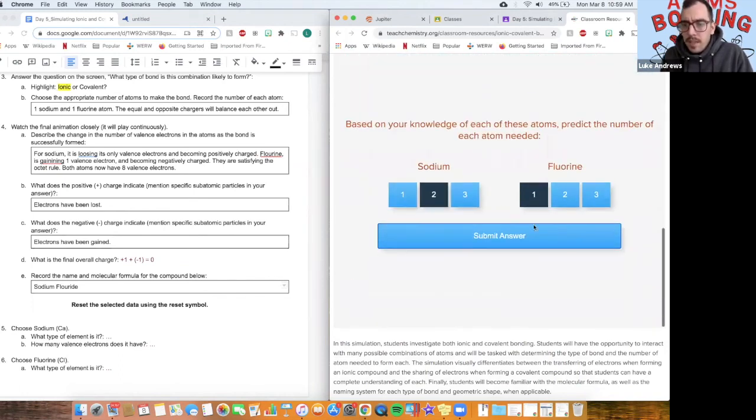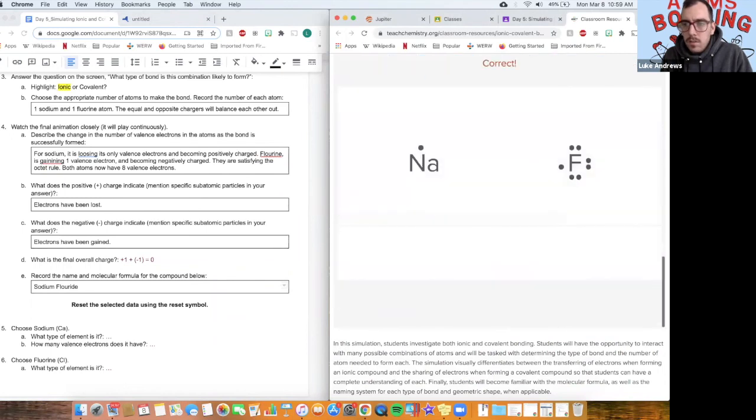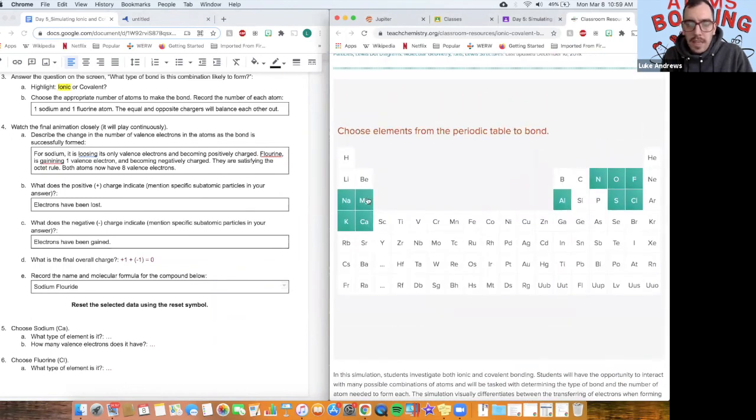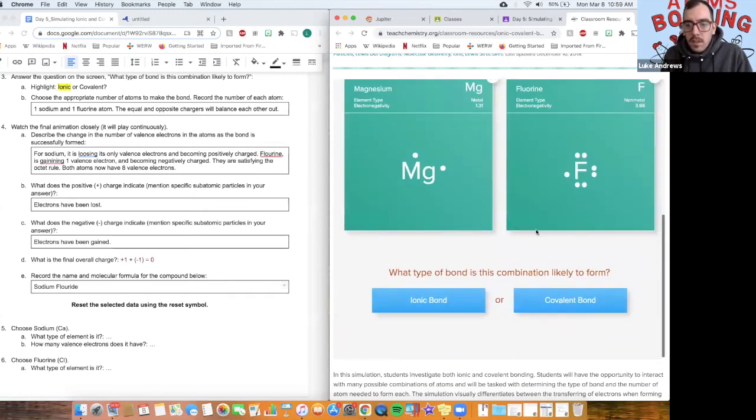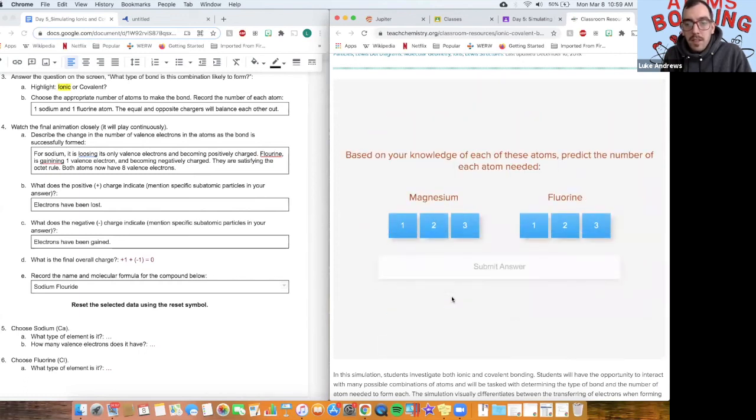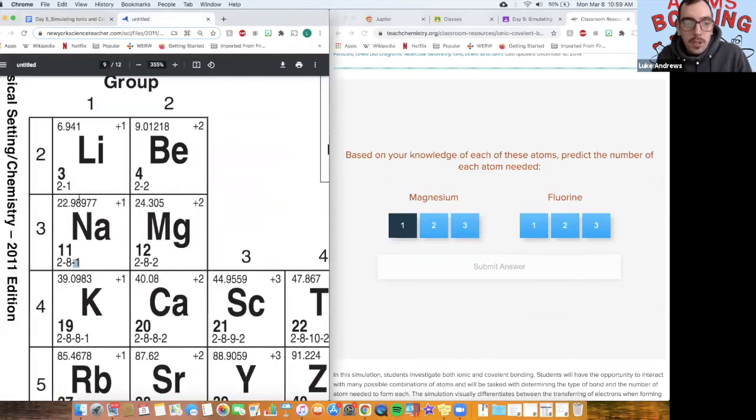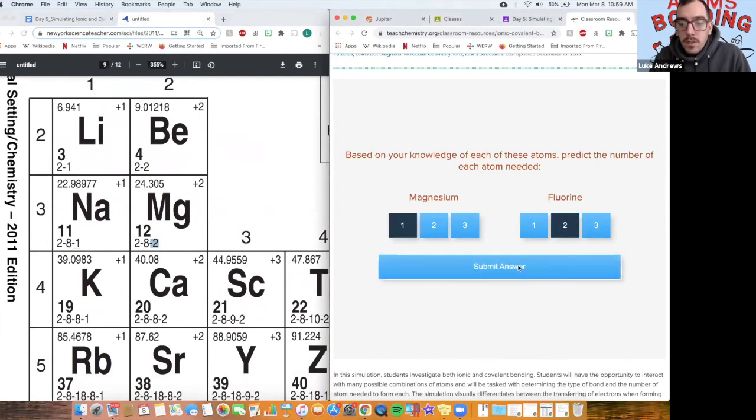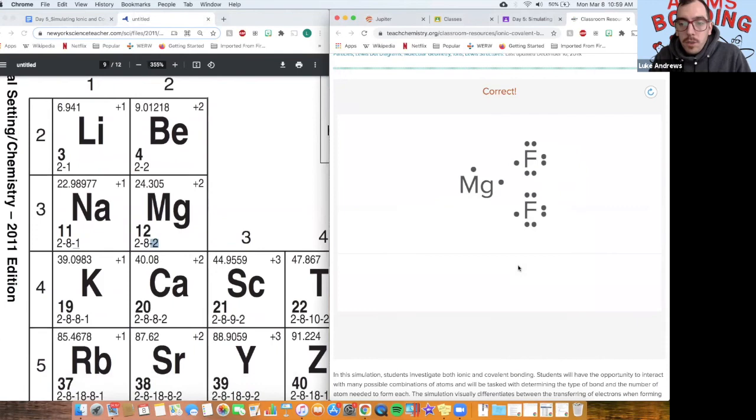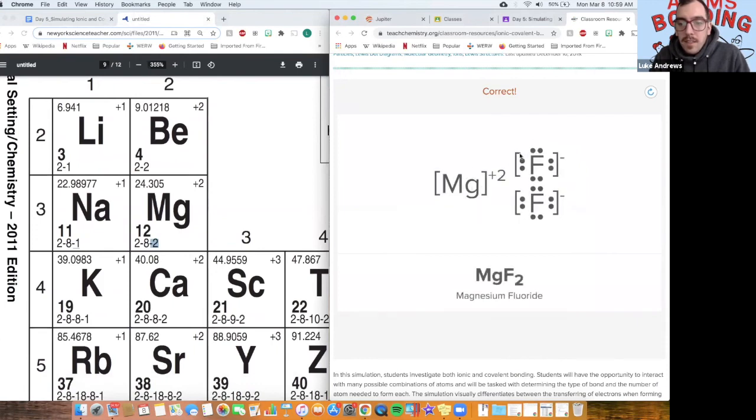Also, let's keep in mind that if we select, say, magnesium and fluorine, it's still going to be an ionic bond because it's still a metal and a non-metal, but we don't have equal charges here. So 1 magnesium is going to have a charge of +2. It's in our reference tables here. Also, we see that it has 2 valence electrons to give away. So we're going to need 2 fluorines. So our simulation will change as 1 valence electron from magnesium goes to each of the fluorines.